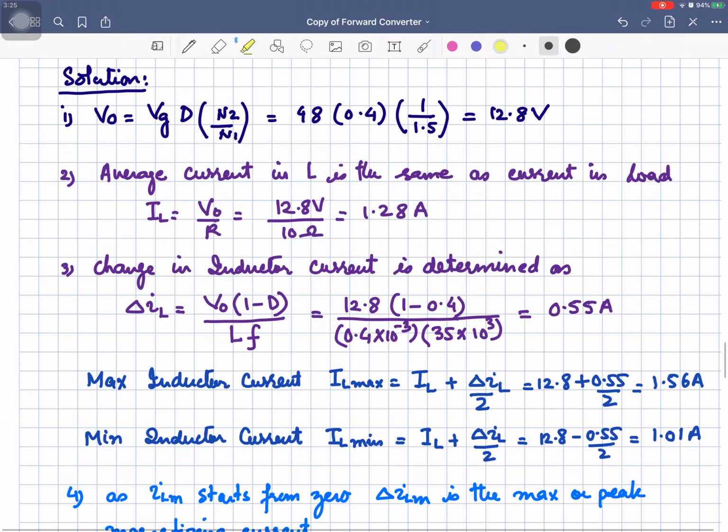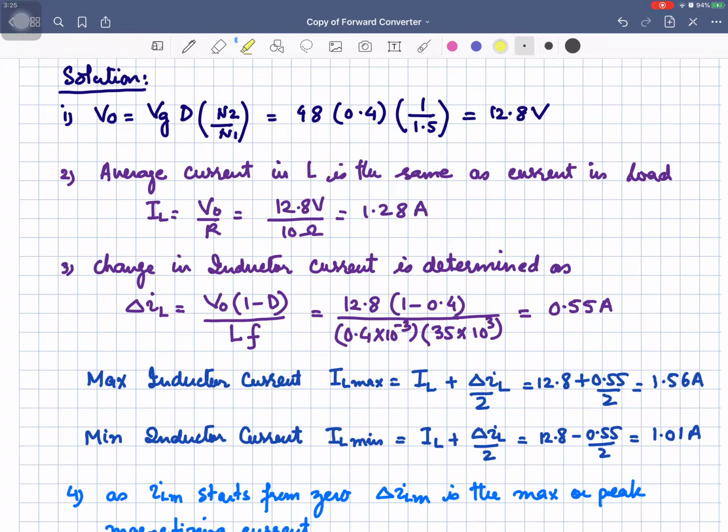So now coming back to the point, we calculated the load voltage, then we have seen the average current in the inductor, and delta I is calculated. Now as we discussed with the waveform, the maximum inductor current will be equal to average load current plus delta IL by 2, so that will be 1.56, and the minimum current will be equal to IL plus delta IL by 2, sorry, this will be minus. So 1.28 minus 0.55 by 2, so it is 1.01.